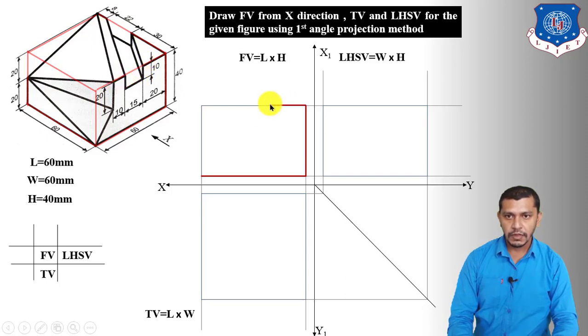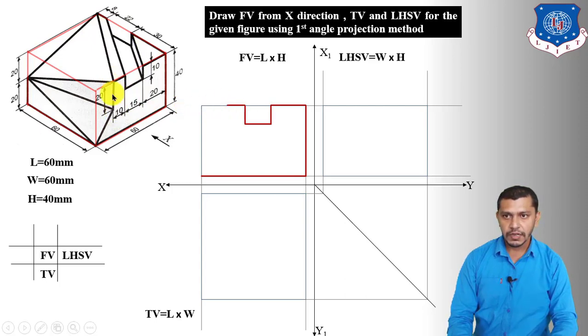So from here draw a vertical line having depth 10 mm. Now we have to show this line having length 15 mm like this. Now from this point we have to draw a vertical line having length 10 mm again like this. Now we have to show this edge which has a length of 10 mm again. So draw this edge like this.